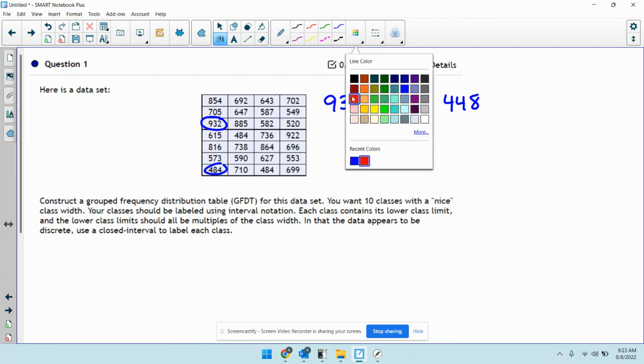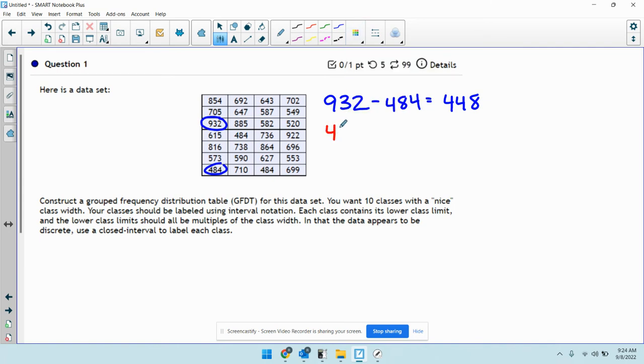I want 10 classes, so I divide that by 10. I get 44.8. Round that up to the next nice number. 45 is not really nice enough, so we're going to round that up to 50. So my class width is going to be 50.